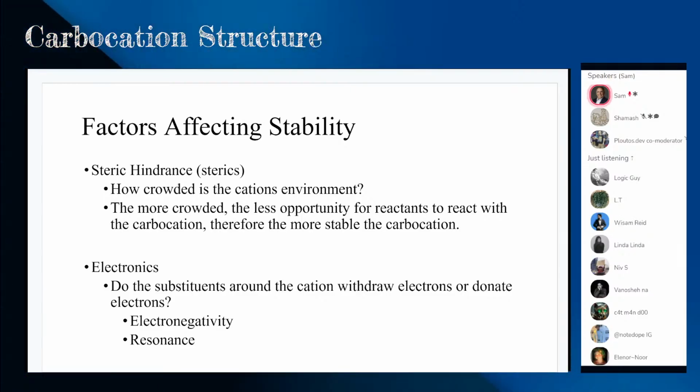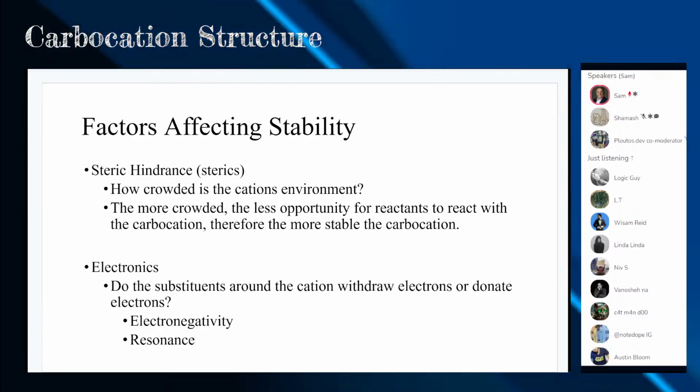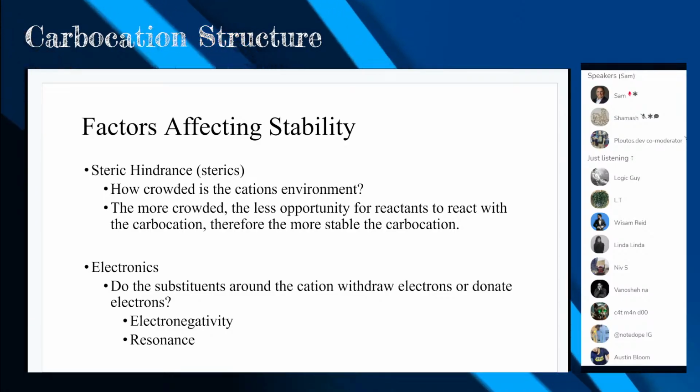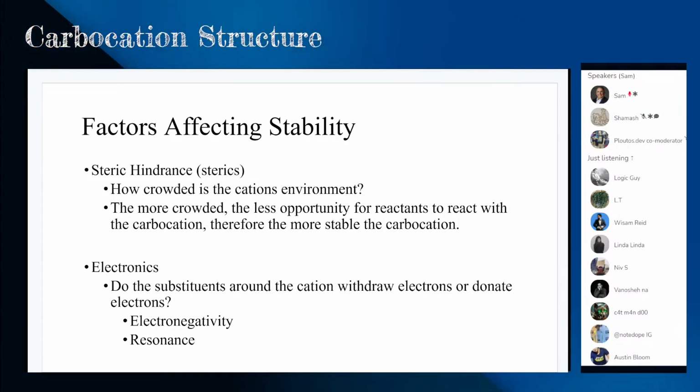The other factor that affects all chemical reactions, and so stability is defined in terms of chemical reactions, right? A stable thing is something that undergoes a chemical reaction at a slow rate. An unstable thing is something that undergoes a chemical reaction at a fast rate. So electronics also affect the stability.